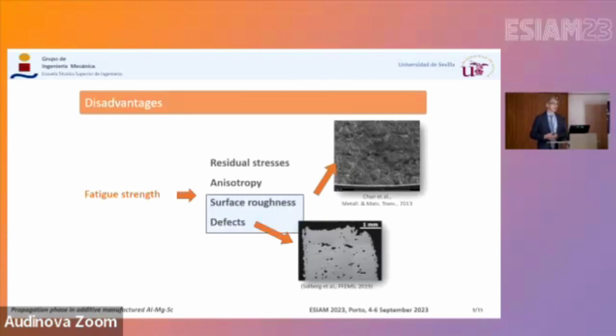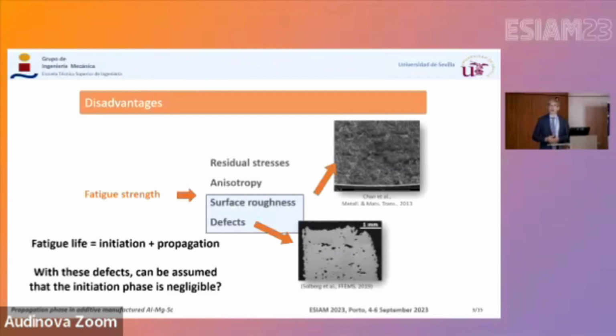Our main interest is in fatigue. So we have residual stresses, anisotropy, surface roughness, and defects, and we focus mainly on surface roughness and defects. These two features may initiate the crack earlier, and we are mainly interested in fatigue life estimation. So we want to see how this affects the fatigue life.